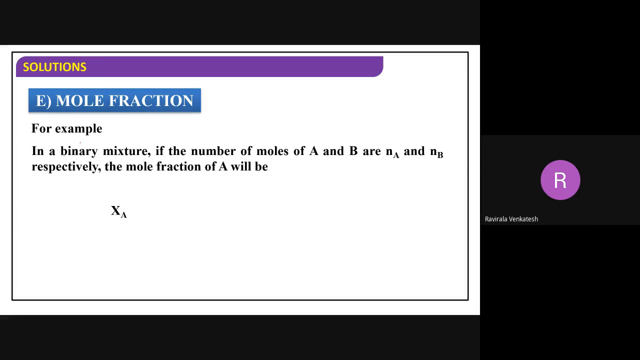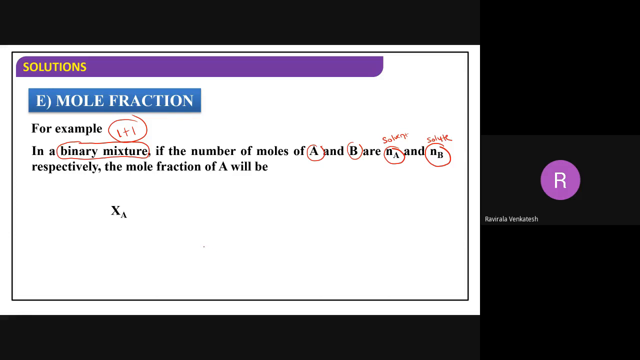Now, I have taken a binary mixture. What is the meaning of binary mixture, beta? Two components in the solution: 1 solute, 1 solvent. I have taken A and B. Na I have taken for solvent. Nb I have taken for the solute. Na for solvent, Nb for the solute.